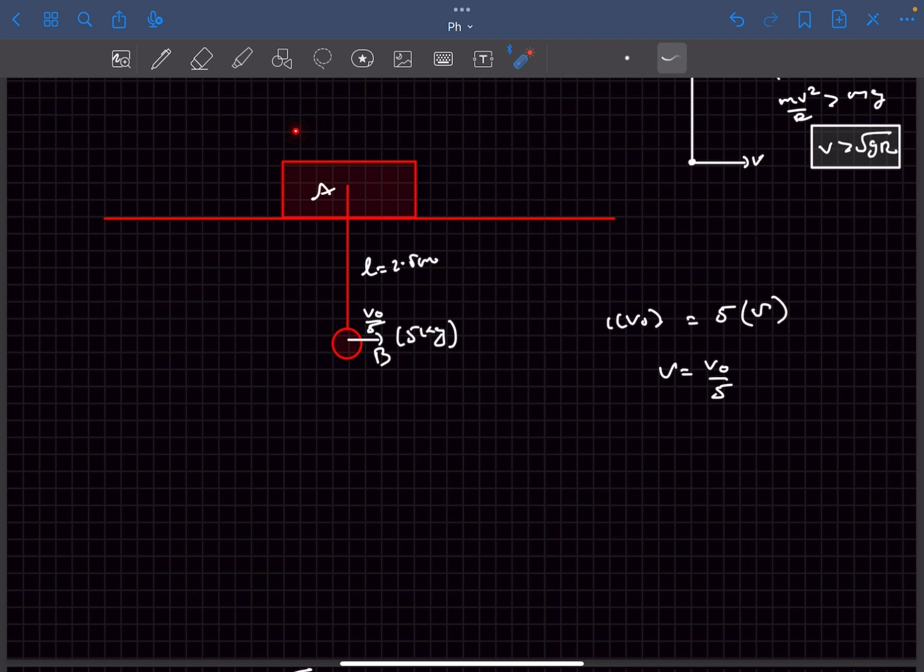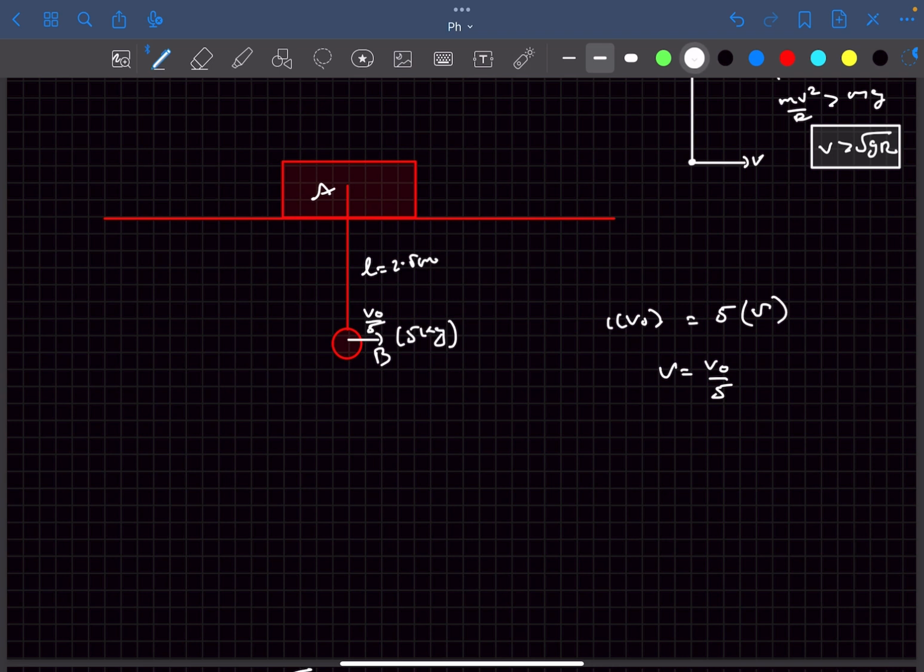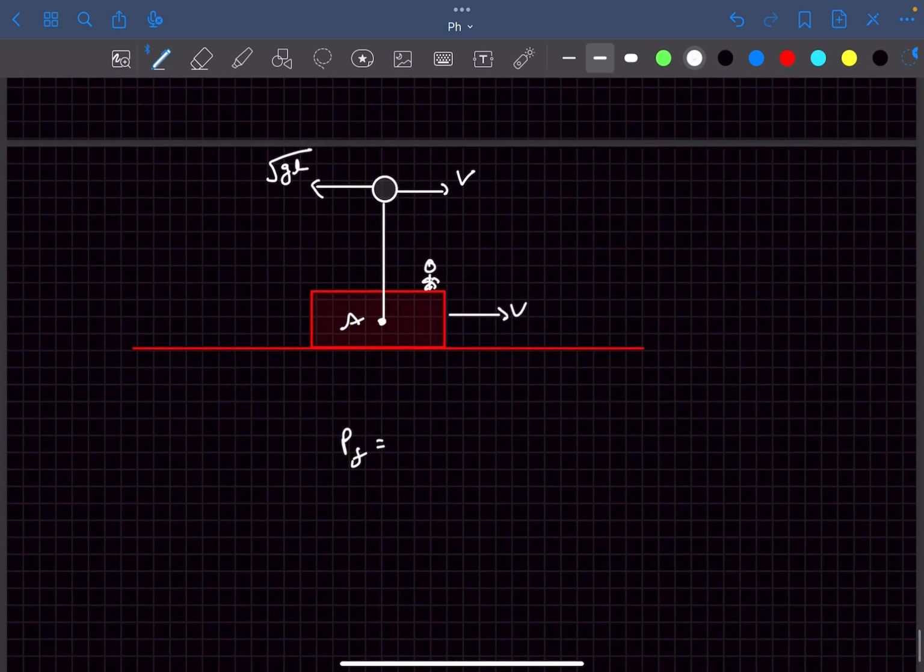Now, if you observe one thing, if we take the block plus the mass as a system, in the horizontal direction, there is no external force. And hence, we can conserve the momentum in the horizontal direction. So the initial momentum equals 5 times V0 by 5, which is just V0, right? And finally, this block A will have some velocity V to the right and its mass is 5 kg. So the momentum contribution will be 5V.